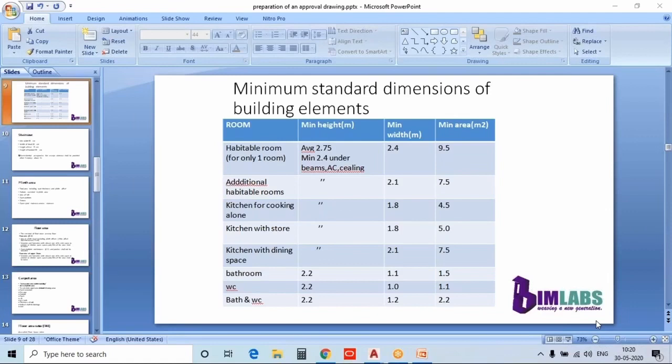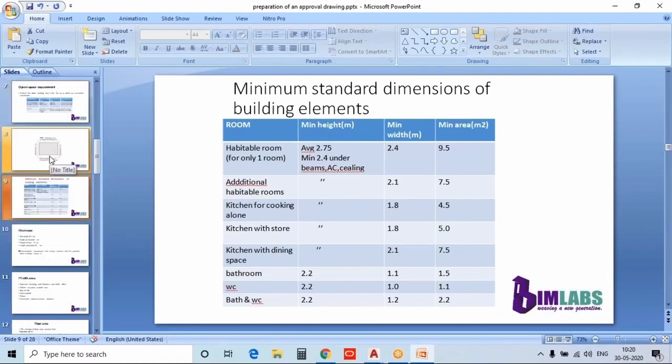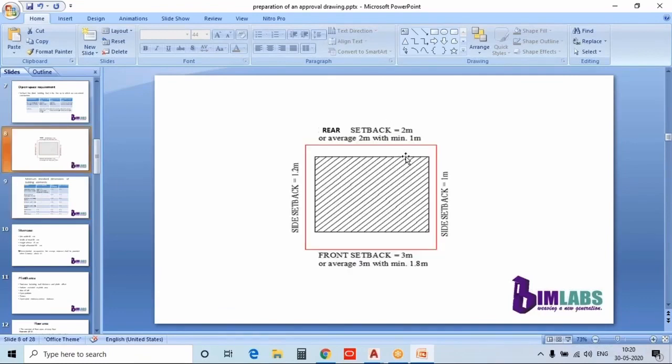Yes, Harit Kumar, in the red boundary line, can we build a boundary wall? Yes, that indicates the boundary wall, the plot boundary of the site.